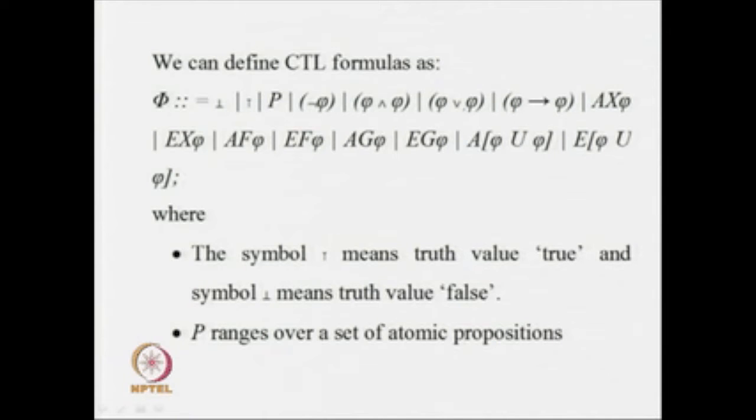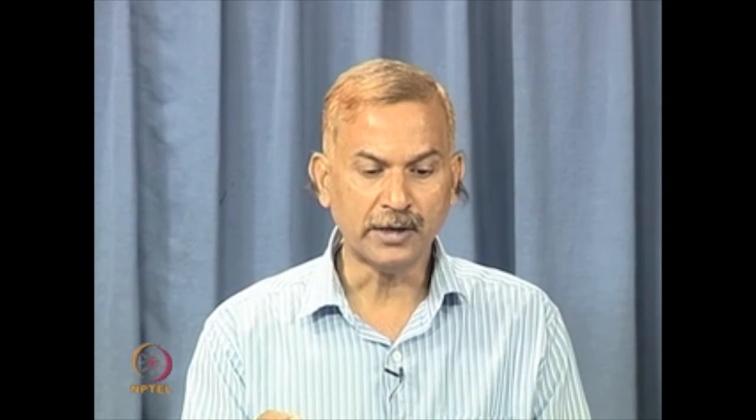In the last class, we saw how to define the semantics of the logical connectives. Today, we are going to discuss the semantics of the temporal operators along with the path quantifiers A and E. Already I have mentioned that in CTL we deal with state formulas, that means a temporal operator preceded by a path quantifier becomes a state formula.